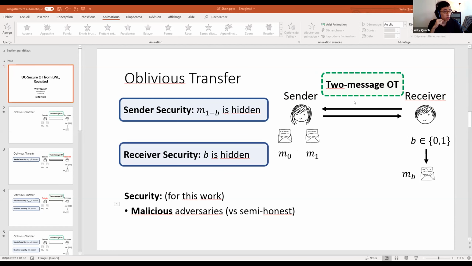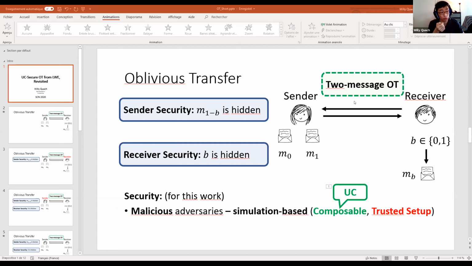Okay. So to be more precise, what kind of security do we consider in this work? How do we model the adversaries that we are dealing with? We are dealing with malicious adversaries. Here, all the corrupted parties could behave maliciously, not according to the specifications of the protocol. To be more precise, we're considering a simulation-based security notion. So our definition of security will allow some composability notion that will be formalized in the UC framework. That's the only place here where I'll talk about UC. And the main drawback is that it requires a trusted setup.